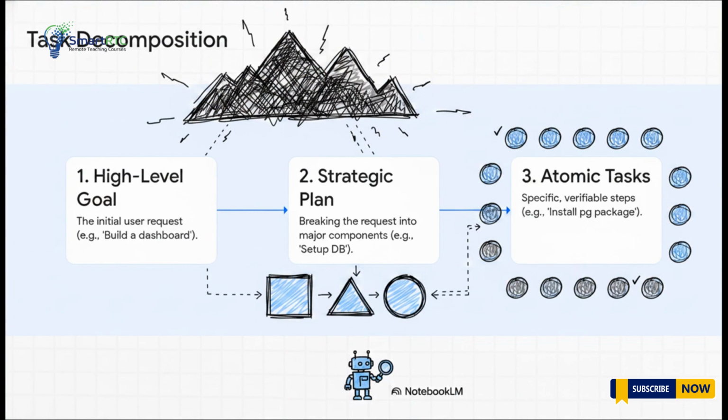The way we manage this risk is through something called task decomposition. Instead of just throwing a huge, vague goal at the agent like build a dashboard, you make it break the problem down. First, into a high-level strategic plan, like set up the database and build the front end. And then it breaks those down into tiny, specific, and verifiable steps, what we call atomic tasks. Things like install this specific package. This makes the whole process way more manageable and a heck of a lot safer.